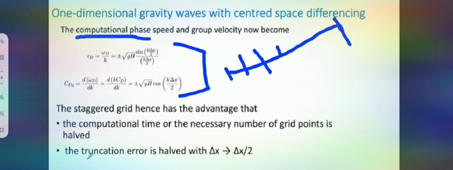And truncation error, in the previous case, it was order of delta x square. But now the error becomes order of delta x by 2 whole square. What does that mean? Order of delta x square by 4. Definitely the error will be less in the staggered grid system.